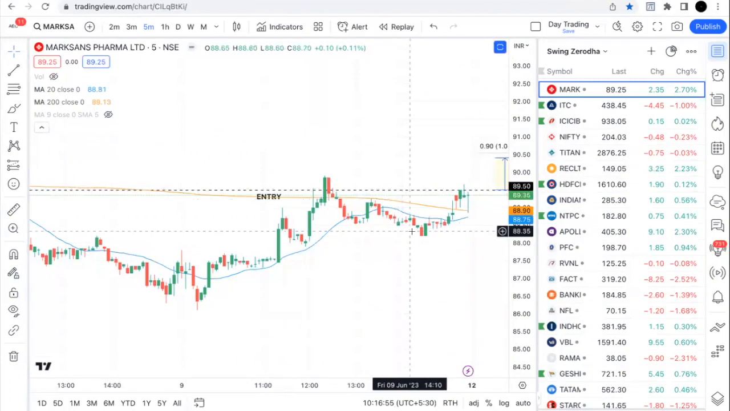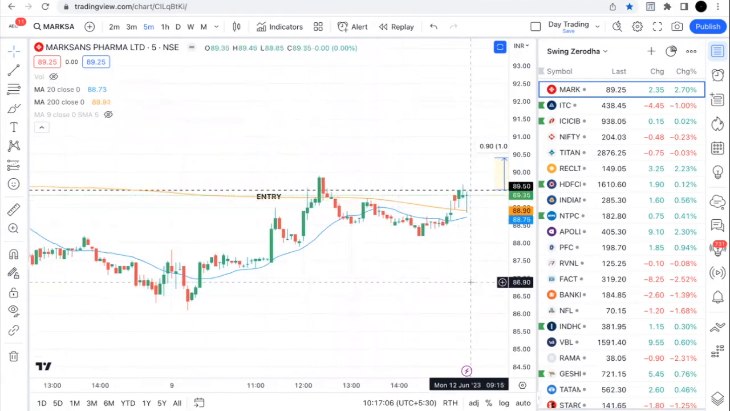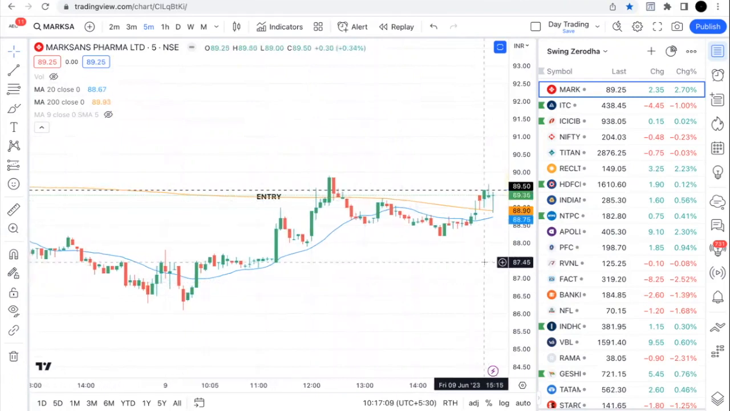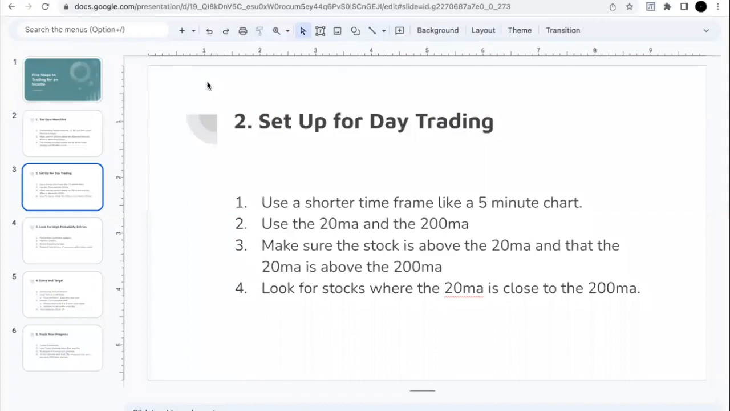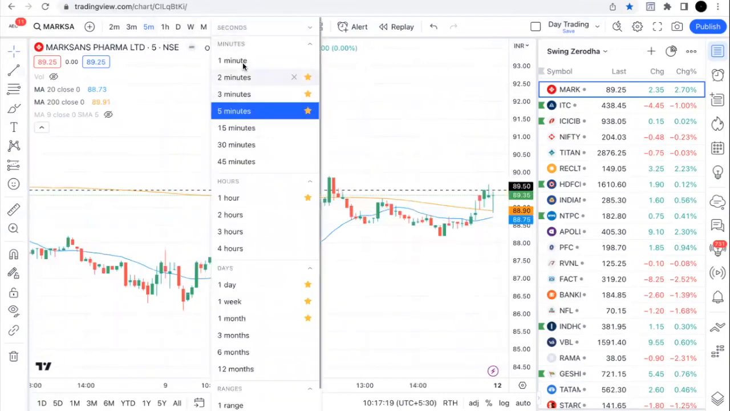So in this one, I'm only using the 20 moving average and the 200 period moving average. The 20 on mine is blue and the 200 is that orange color. All right, so what did we say? You want to use a shorter time frame, like a 5-minute chart. Here it is, look, 5 minutes. As I told you, there's a drop-down menu. You can select 1 minute, 2 minutes, 3 minutes, 5 minutes. So I've selected the 5-minute chart.